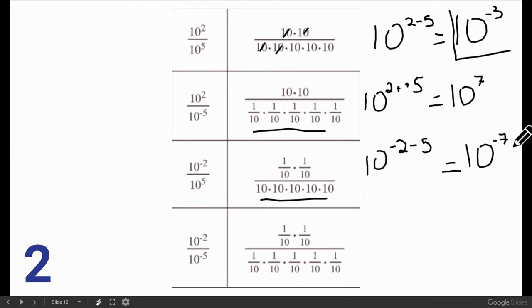Next up, 10 to the power of negative 2 over 10 to the power of negative 5. Again, expanded form, not helpful. So it's 10 to the power of negative 2 minus negative 5. That's like adding a positive 5, which gives us positive 3. So our final answer here is 10 to the power of positive 3.